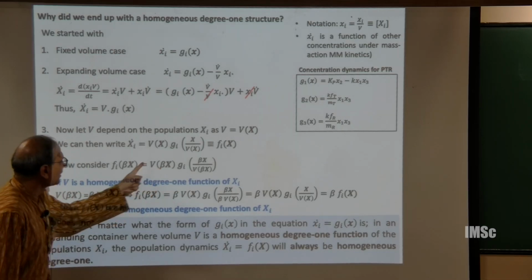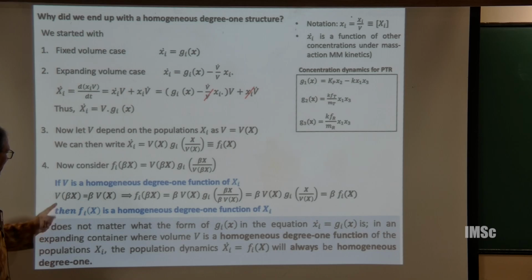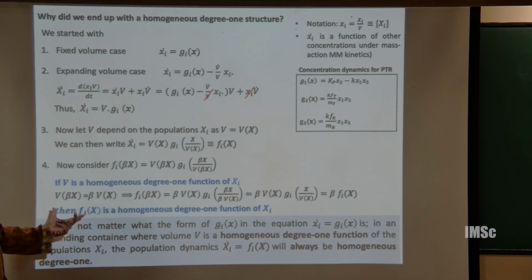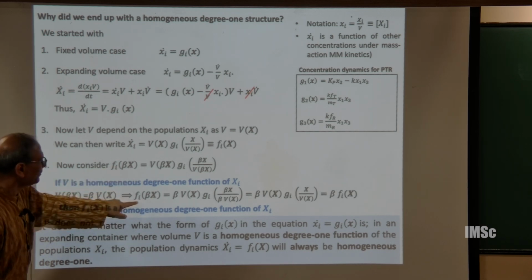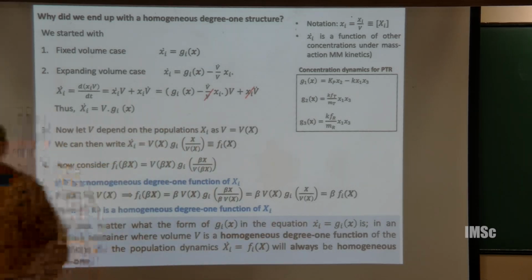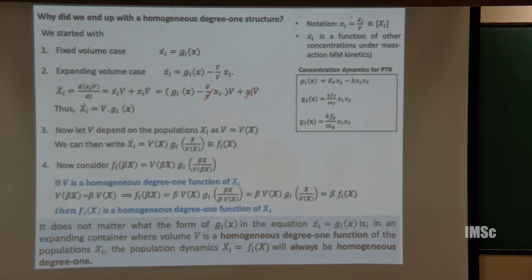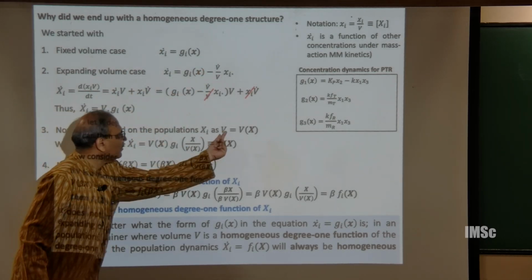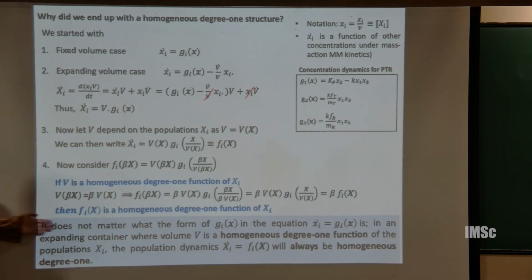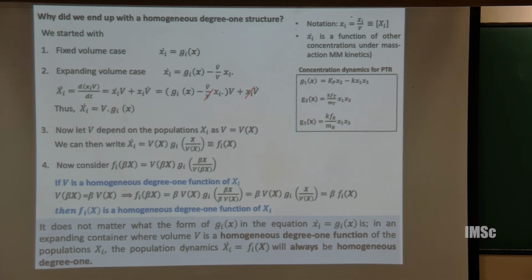Here again, this beta comes out, and so you have the property that φi of βX, which is what you were looking at, is β times φi of X. So as long as V itself is a homogeneous degree function of the populations, you are guaranteed, doesn't matter what your chemical dynamics is, that in an expanding container where V happens to be of that kind, then φi will be a homogeneous degree function of X. And then such an ansatz is in principle an exact solution of the model.